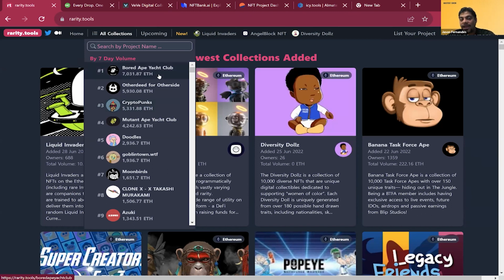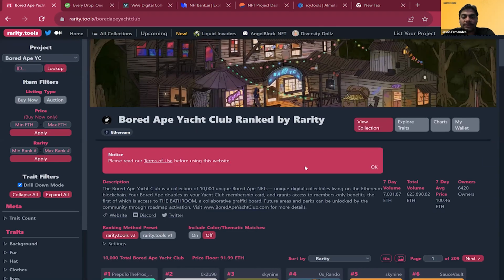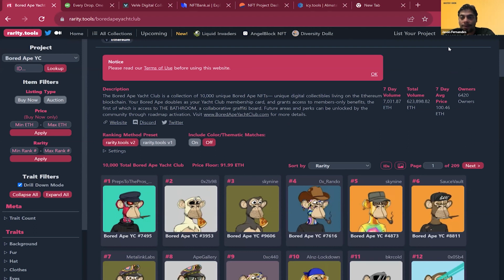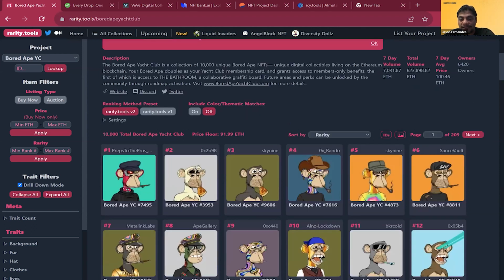So one of the things we look at is volume, right? So let's take a look at volume for a second. Okay, so here we go. It shows you right here that the Bored Ape Yacht Club has a 7-day volume of almost 7,000 Ethereum. It's really a significant number, right? And then you look at the total volume, that's 628,000 Ethereum. And again, this is because the Bored Ape Yacht Club is one of the biggest NFT collections that exists out there. So that's one of the reasons why you see it as so prominent.